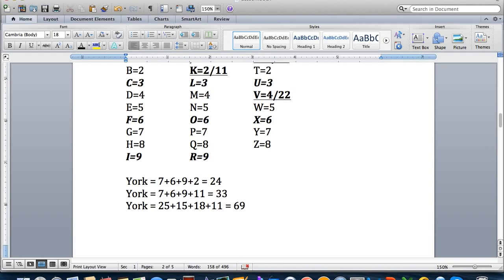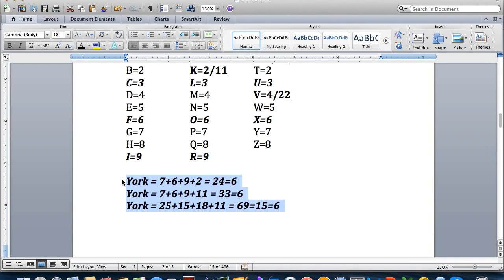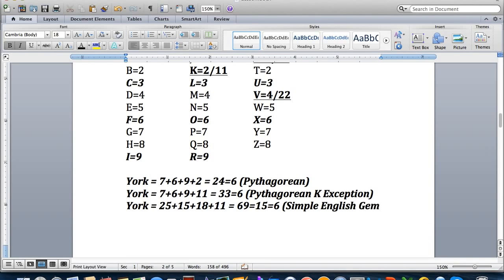Now 2 plus 4, this is how you check it. 2 plus 4 equals 6. 33, 3 plus 3 equals 6. 69, 6 plus 9 equals 15. 1 plus 5 equals 6. All 3 of these methods always need to reduce to the same single digit. This is Pythagorean. This is Pythagorean with the K exception. And this is simple English gematria.